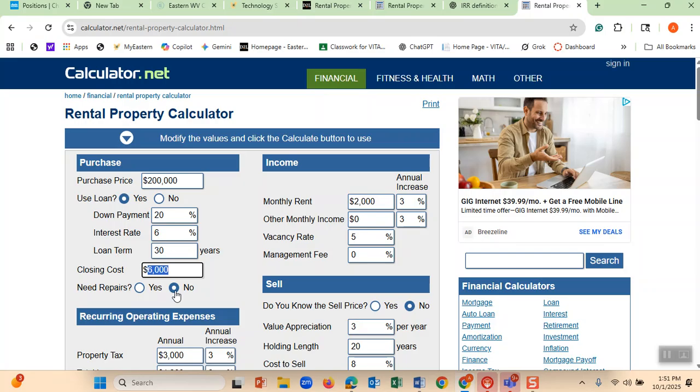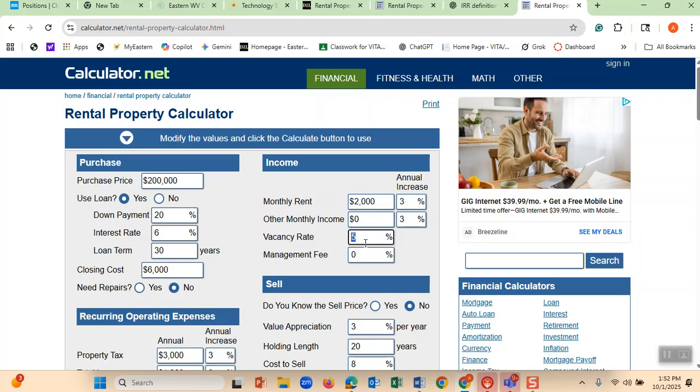I am hoping I am going to be able to rent it out for $2,000 a month, and I am going to increase my rent 3% every year. And then I don't have any other monthly income. Imagine that the apartment I am buying has an extra parking space that I can rent out to other tenants. Therefore, no, it doesn't have an extra parking. That's why it is zero.